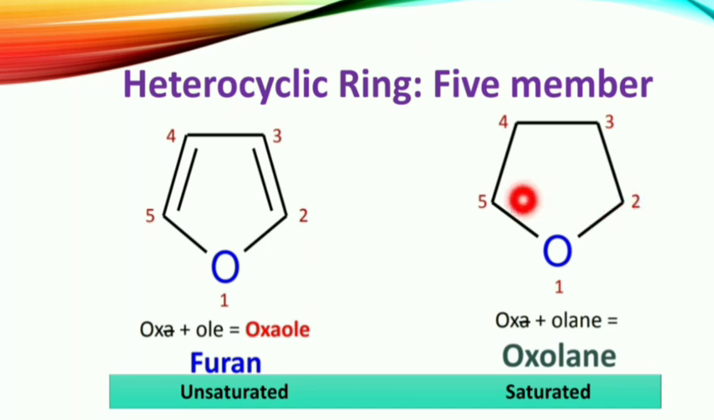We do not have the double bond in the structure. We can identify the heteroatom, then give the numbering to the structure. What is the prefix used for this oxygen? It will be oxa, and this will be the saturated compound, so you have to use olane as a suffix. Then you will get the name for the saturated compound, which is oxolane. So in that pattern you have to give the numbering for the structure, as well as the naming. In this manner you can give the numbering and naming for the structure.